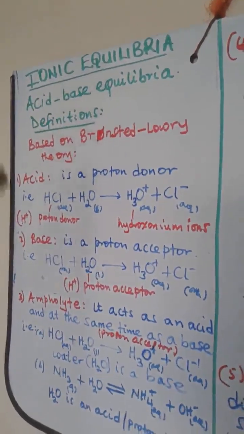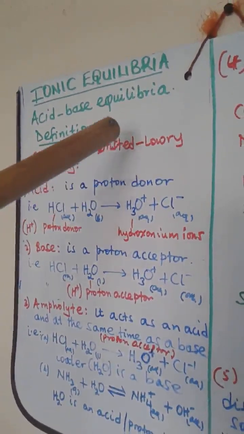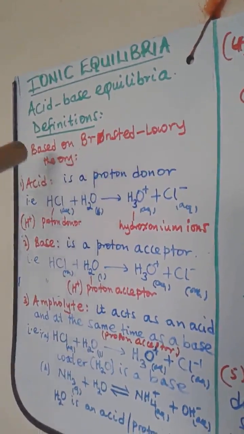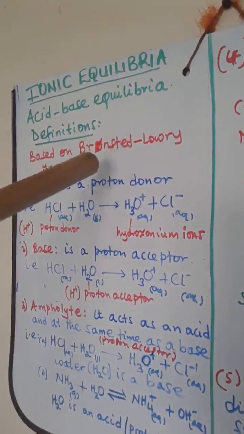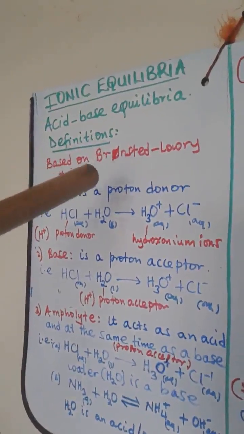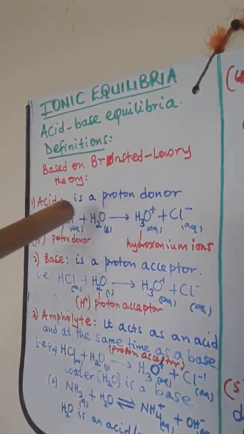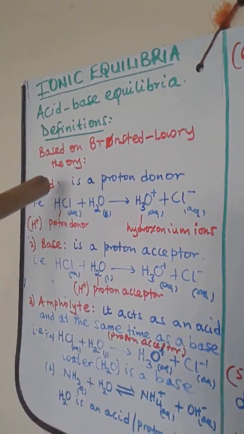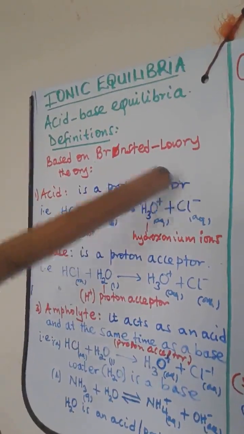Now, we have some definitions that are going to form part of this topic throughout until we finish it. It's just a simple topic, we don't dwell much in it. We just want to see how equilibria is applied also to acids and bases. One, we will start with defining an acid. An acid is a proton donor.